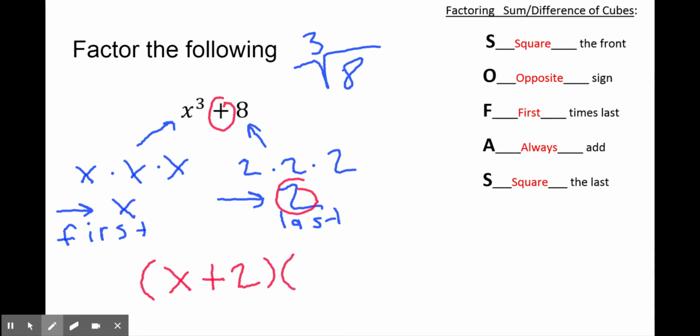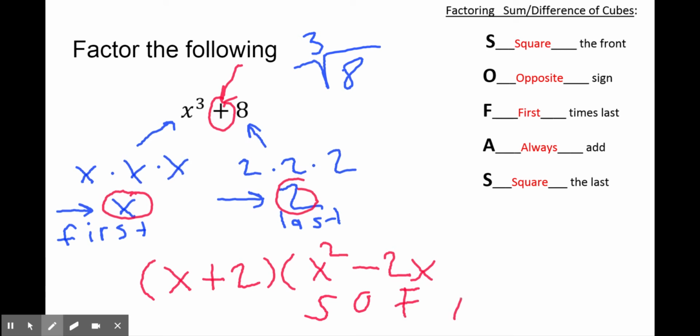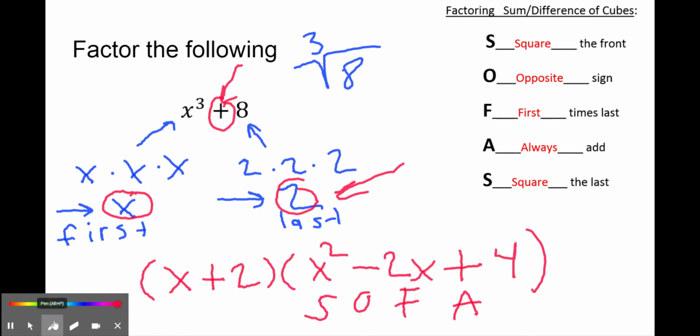In the second parenthesis, we want to use the acronym. S stands for square the first. This is your first, x times x is x squared. O stands for opposite sign. If it was plus, now it's minus. Letter F stands for first times last, so 2 times x, or 2x. The letter A stands for always add. And the letter S stands for square the last, or 2 times 2 to get 4. And that's actually your answer. Your factored version would be x plus 2 times x squared minus 2x plus 4.